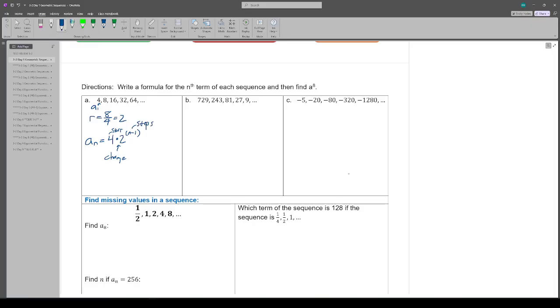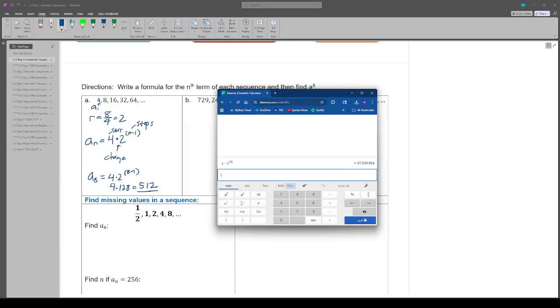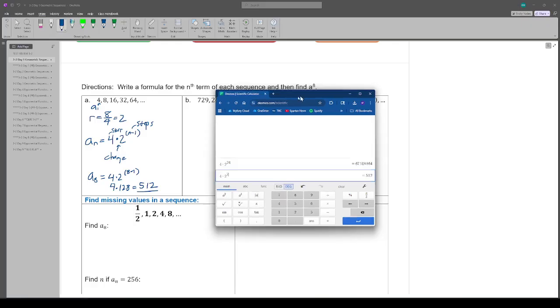So for this, we'll do a8 is equal to 4 times 2 to the 8 minus 1. So 2 to the 7th, I don't think we need a calculator for that. Let me just count it. So 2, 4, 8, 16, 32, 64, 128. So that's 4 times 128, which is equal to 512. So we get a8 that way. If we're not confident with our powers of 2, we can check that with our calculator, and we can do 4 times 2 to the 7, and it is 512.